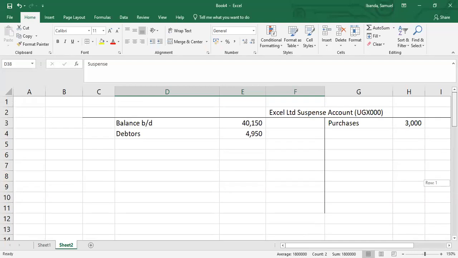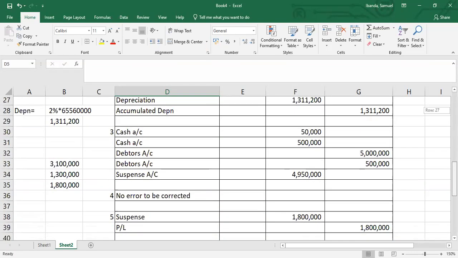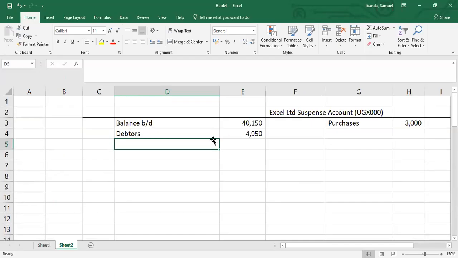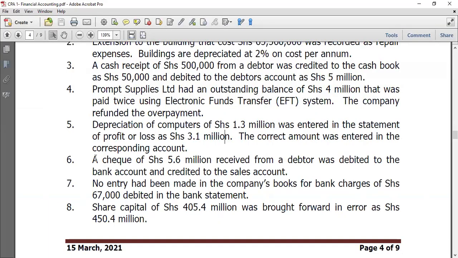So I'll come to my suspense account here. Since I'm now debiting, this is P&L, I'll say P&L and put the 1,800, which is the 1.8. That is what I'll do. So I'll move to the next transaction.